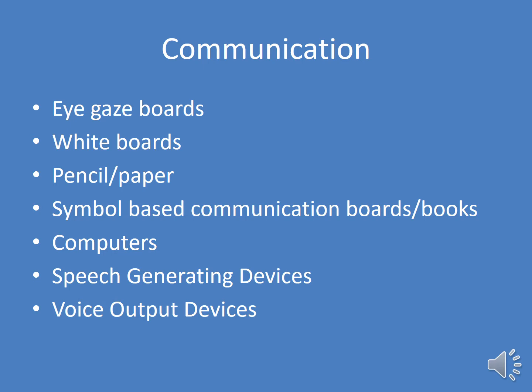Other types of assistive technology for communication include something as simple as a whiteboard, pencil and paper, symbol-based communication boards, computers, speech-generating devices, and voice output devices. And we'll get into those in a little bit more detail later.